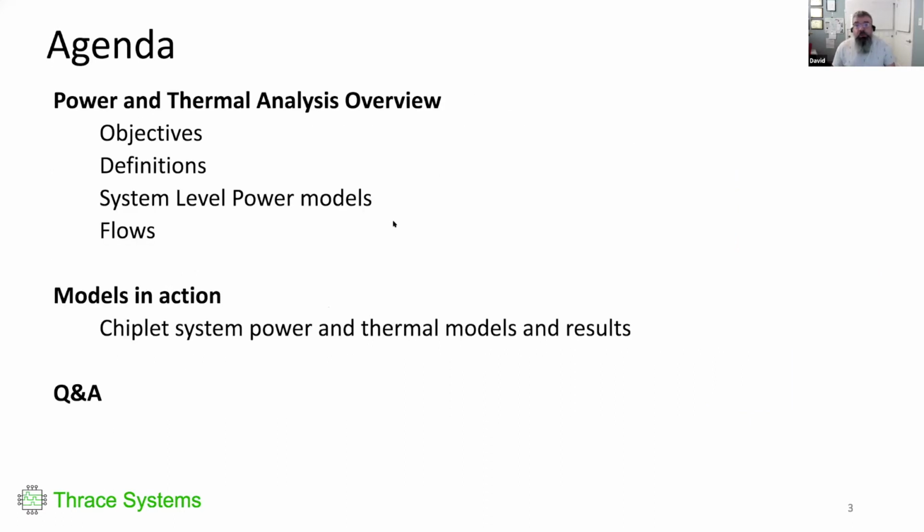With that, I wanted to take a quick overview of what's in my slides. I wanted to first start with mentioning what the objectives of thermal and power simulations are. Why do we do that? Define certain aspects of how we do things and what we consider to be system and scenario and use case. Take a brief look at what the system power models look like and how we use them, and describe flows which we have implemented and how that worked out.